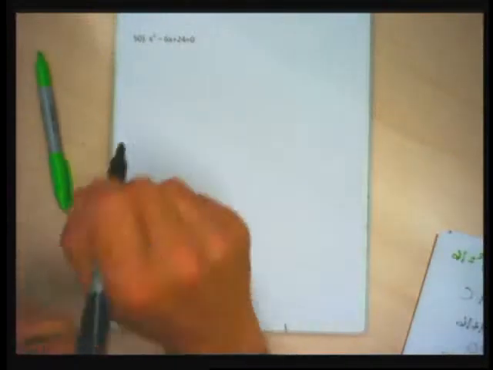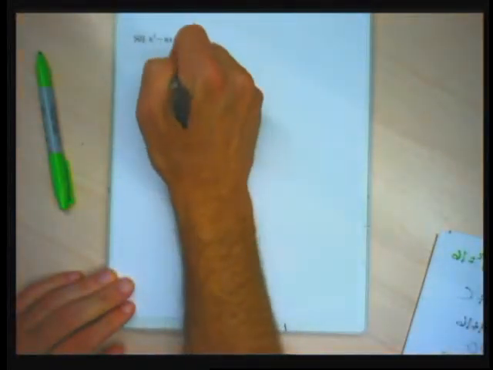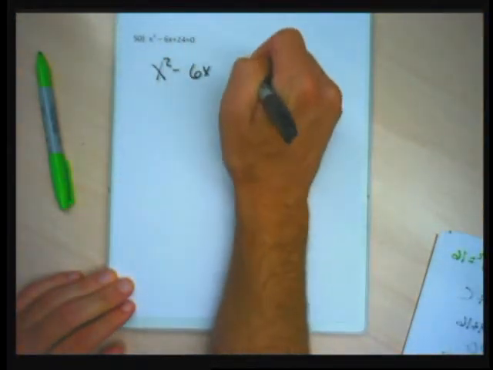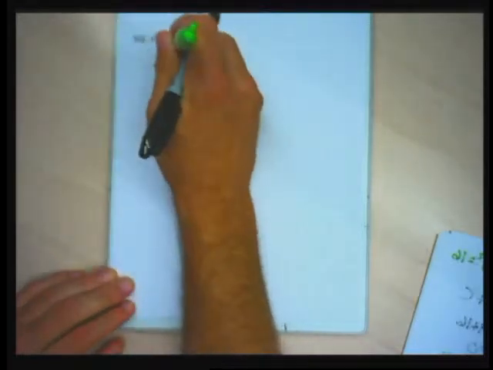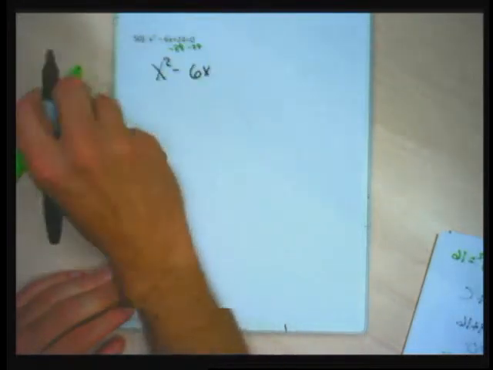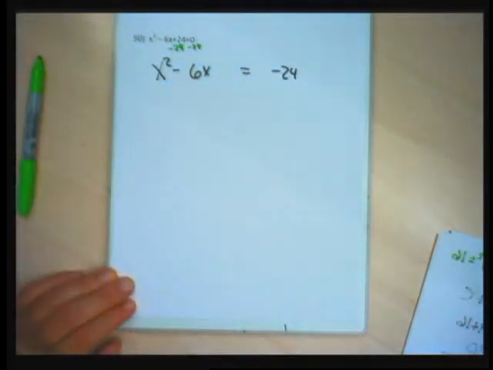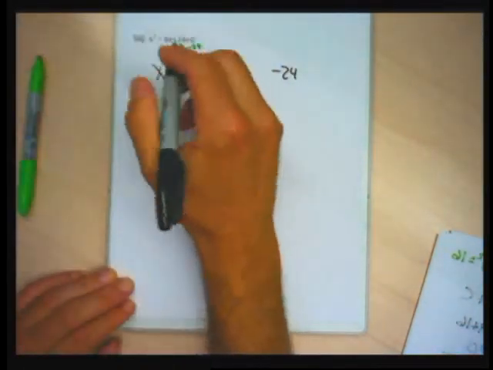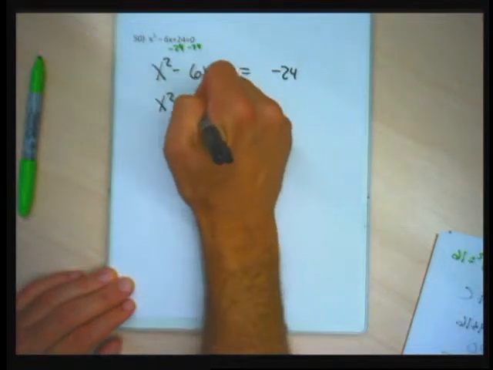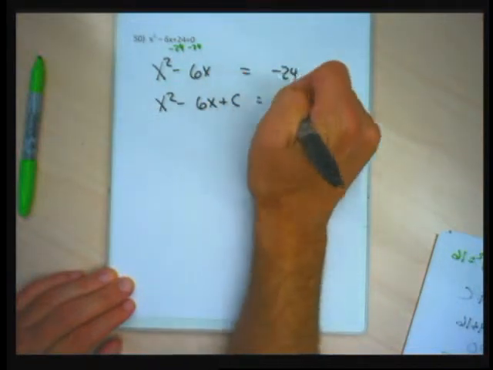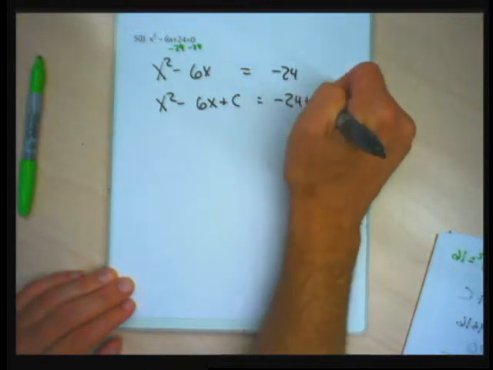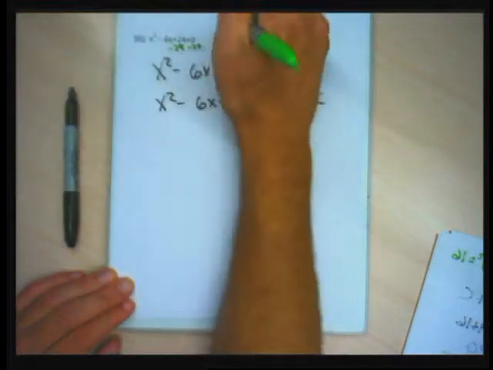Problem 50 isn't set up to handle my c's, so I'm going to get it ready to handle my c's by getting the numbers on one side, the letters on the other. So I'm going to minus 24 from both sides and get x squared minus 6x equals minus 24. I'm going to add c to both sides. I go x squared minus 6x plus c equals minus 24 plus c. Find out what the c is.